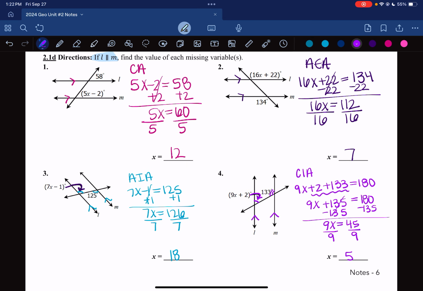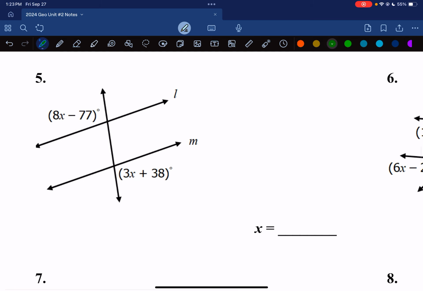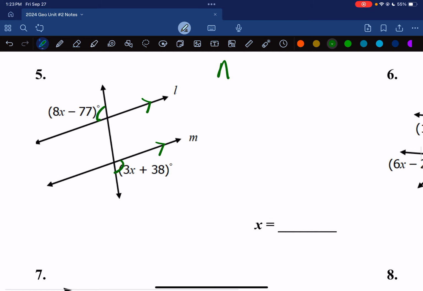Okay, flip the page. We have just a few more on the other side we have to do. Okay, number 5. So if L and M are parallel, we can mark that with our 2 arrows. So we have 8x minus 7 and 3x plus 38. These 2 angles are alternate exterior angles, which means they are congruent. So we're going to set them equal to each other.